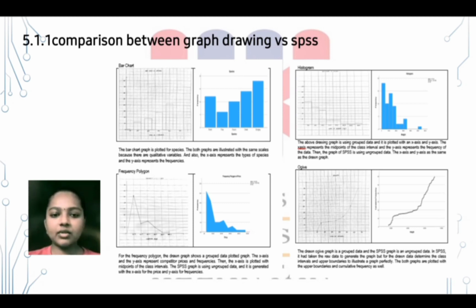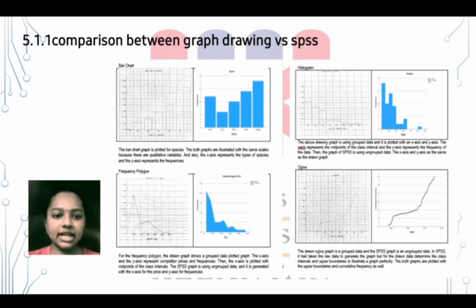Next, we have the frequency polygon of price. The hand-drawn graph shows a grouped data plotted graph with the x-axis and y-axis representing competitor prices and frequencies. The SPSS graph, on the other hand, is using ungrouped data and is generated with the x-axis for the price and y-axis for frequencies.